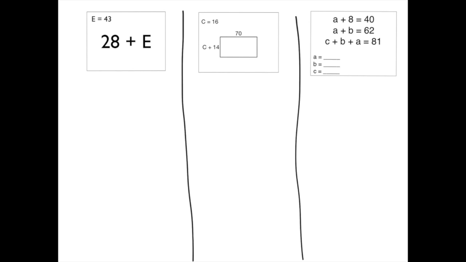So the first one would be the most simple example, I guess, where students are asked to simplify algebraic expressions. So in this case, if e is equal to 43, then the question is just 28 plus 43. So I can do 28 plus 40, which is 68, and 68 plus 3, which has a sum of 71.